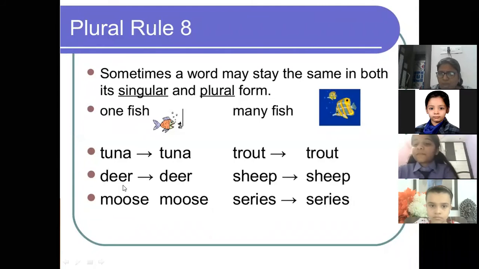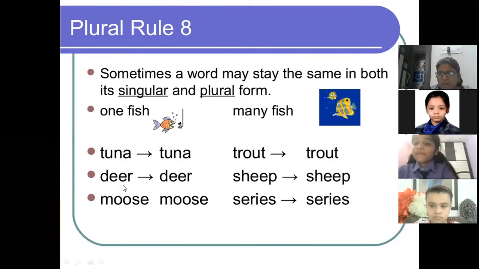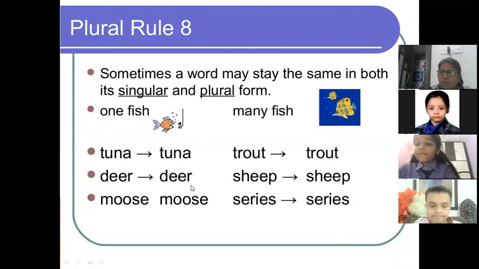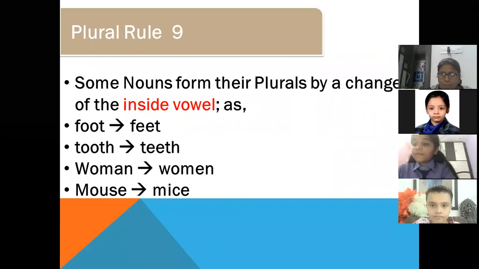Same deer. I saw a deer. Many deer were grazing in the field. So singular also I am using deer and plural also I am using deer. So these are some words where singular and plural form remains the same.